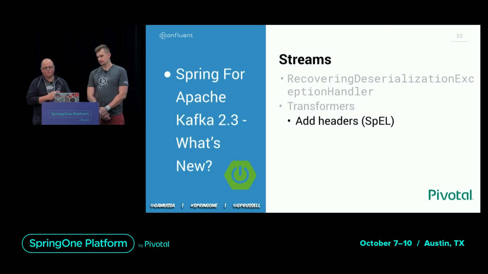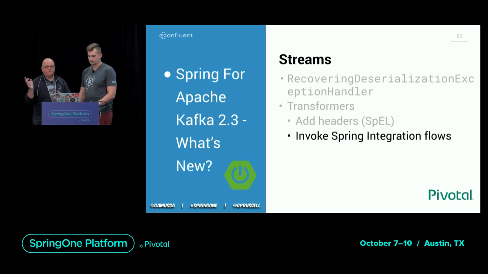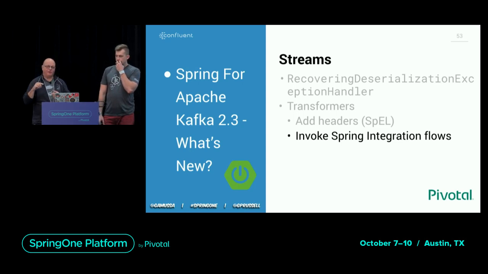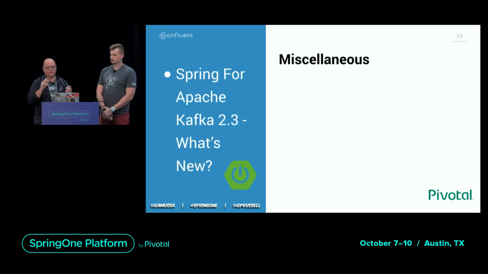And we've added a couple of transformers, so you can add headers. Somewhere in the stream topology, if you want to add headers, then we can use Spring Expression Language to generate the values for those headers. That's a streams transformer. And one more. For those of you that are familiar with Spring Integration, you can now invoke a Spring Integration flow from within a Kafka Streams topology. So you invoke this transformer, it invokes the Spring Integration flow, maybe goes and fetches a file from FTP, and then returns the result. So that's why it's a transformer.